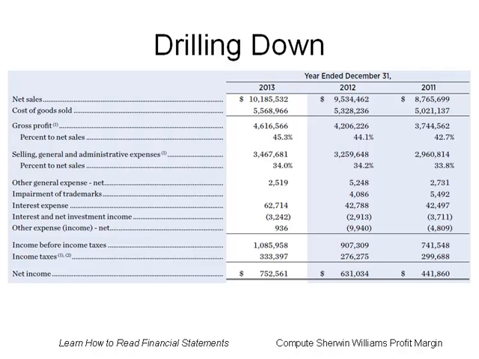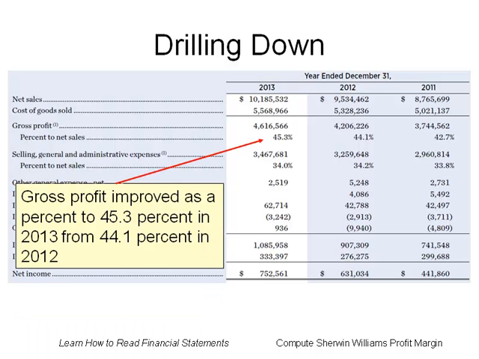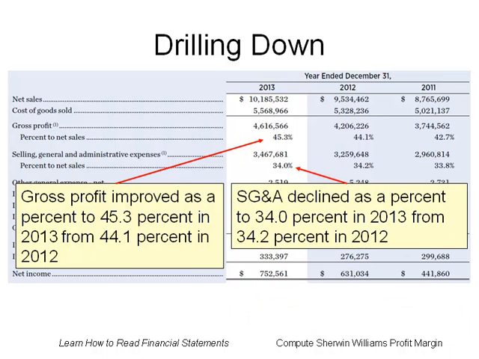To verify what management has said, we can see on the income statement the gross profit improved as a percentage of net sales to 45.3% in 2013 from 44.1% in 2012. This is good. We can also see that selling, general, and administrative expense declined as a percentage of net sales to 34% in 2013 from 34.2% in 2012. This is good, but a minor difference.